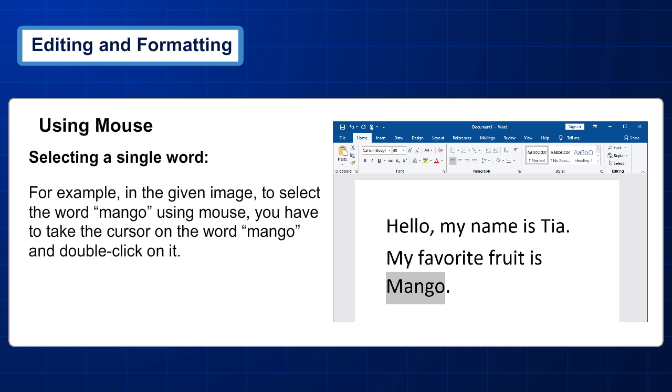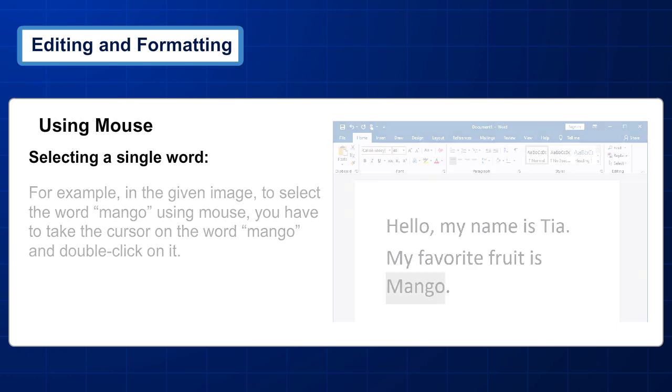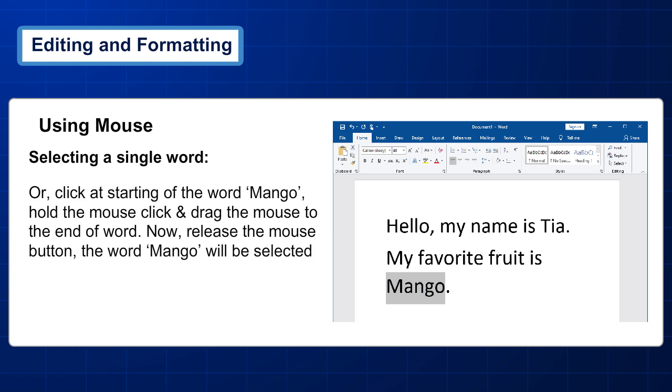Using mouse. Selecting a single word, for example, in the given image. To select the word mango using mouse, you have to take the cursor on the word mango and double-click on it. Or click at starting of the word mango. Hold the mouse, click and drag the mouse to the end of word. Now release the mouse button. The word mango will be selected.